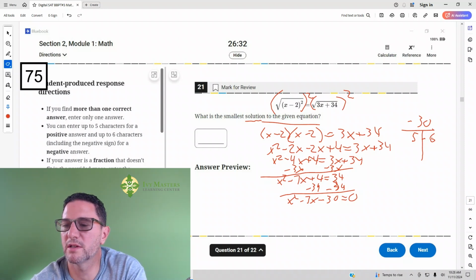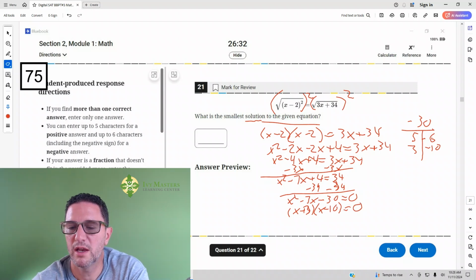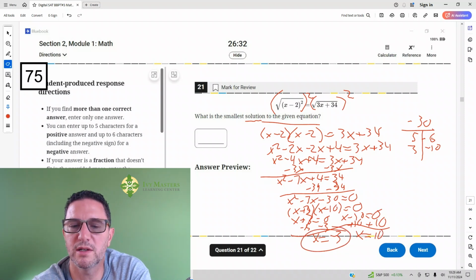Does 4 go in? No, it doesn't. Does 3 go in? Yes. 3 goes in. How many times? 10 times. So 3 and negative 10 multiply to give us negative 30 and add to give us negative 7. So now we've got x plus 3 times x minus 10 equals 0. If you set them equal to 0 individually, x plus 3 equals 0 and x minus 10 equals 0. Minus 3, plus 10. This cancels, you get x equals negative 3, and x equals 10. So negative 3 is going to be your answer.